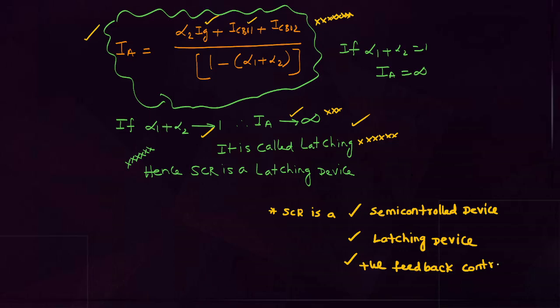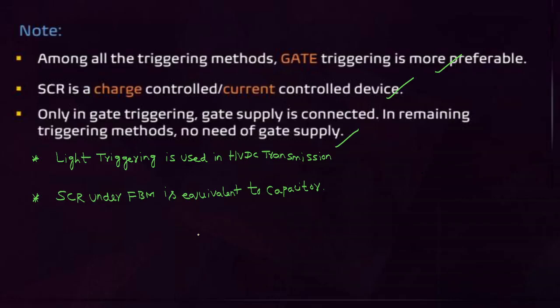Positive feedback controlled is also called regenerative device. These statements are important. By using this final equation, we can understand the gate triggering and also temperature triggering. And we can also prove that SCR is a positive feedback device.